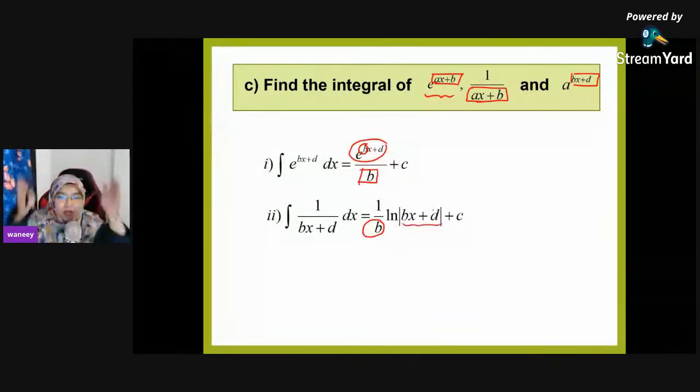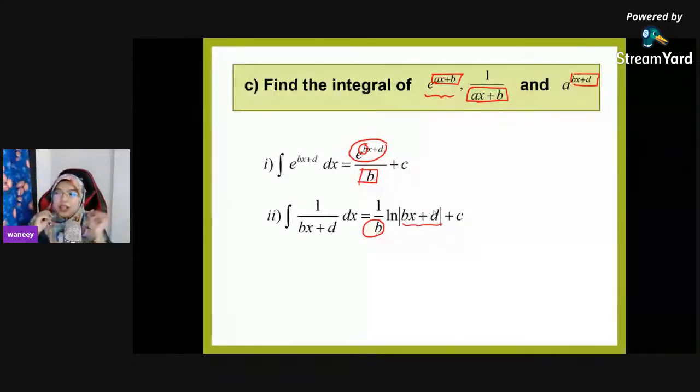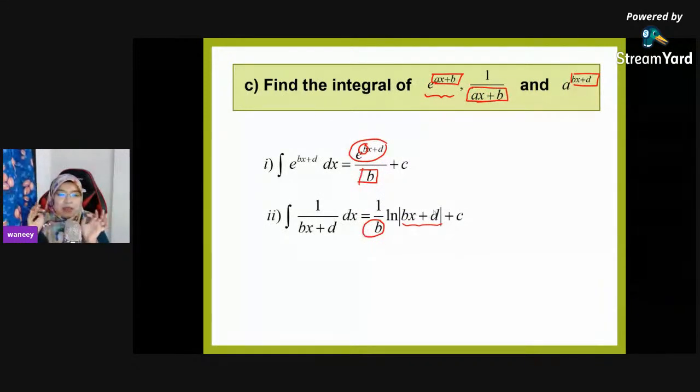So why do we have to put the modulus sign? Because we need to make sure that everything that is behind the ln, they should always be positive. Sebab ln dia tak boleh nombor yang negatif kan. Sebab tu kita akan sentiasa letak modulus lah.